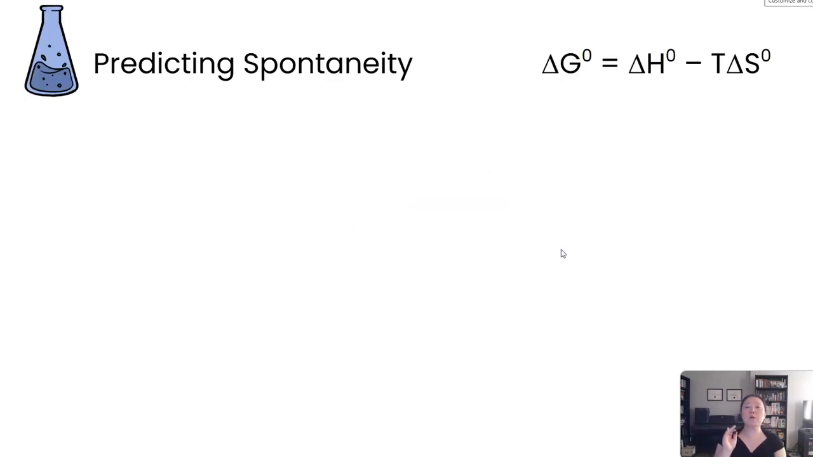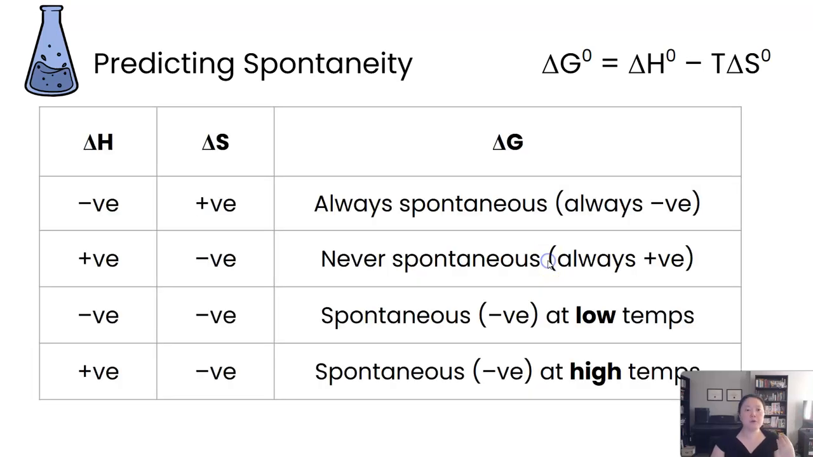All right, so let's take a look at the different situations that you can get when it comes to finding out your Gibbs free energy for a particular reaction. So you're going to have, of course, the really obvious ones. If you have a negative delta H and a positive delta S, it's always going to be spontaneous since delta G is always going to be negative. And if it's the opposite of those, it's never going to be spontaneous. It's always going to be positive.